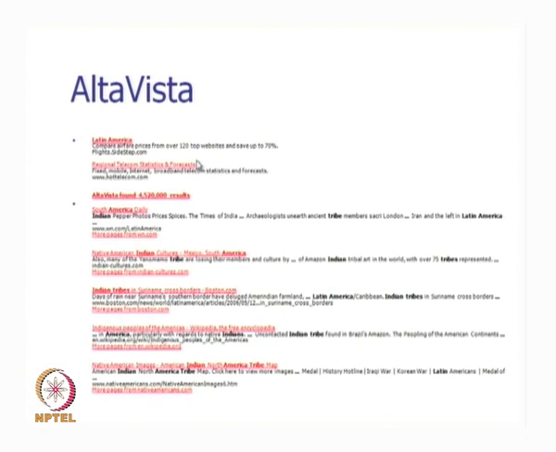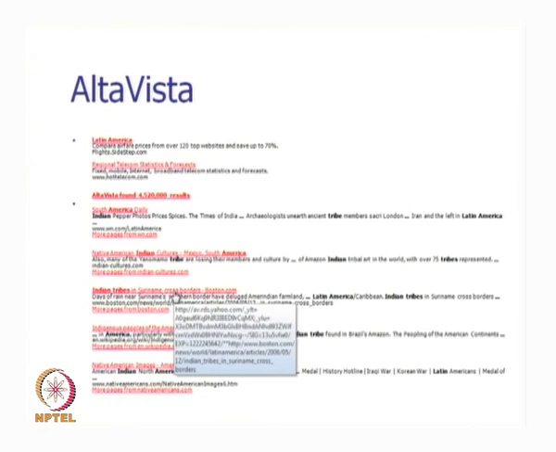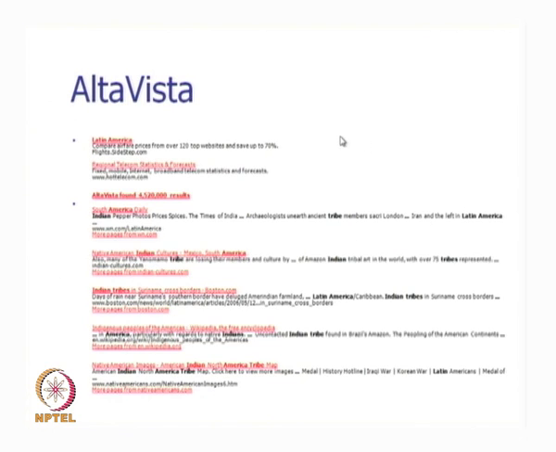Alta Vista is an old search engine, and here we again see this document finding a place pretty much towards the top. Native American Indian cultures has come up, which was low in the list of documents that Yahoo presented. Indian tribes in Suriname, cross borders, etc. And again the information is specific to a particular region.